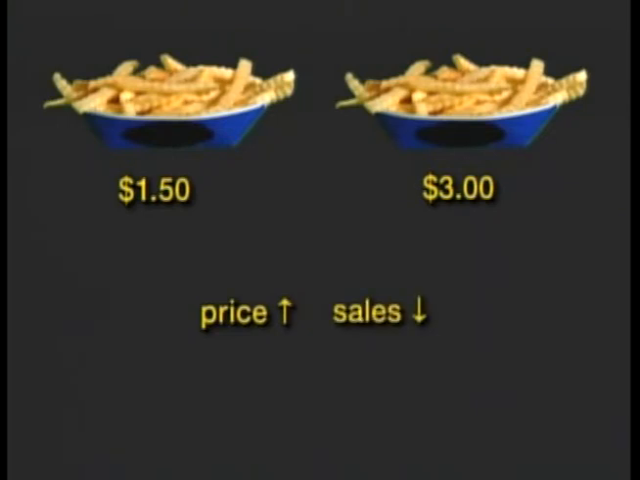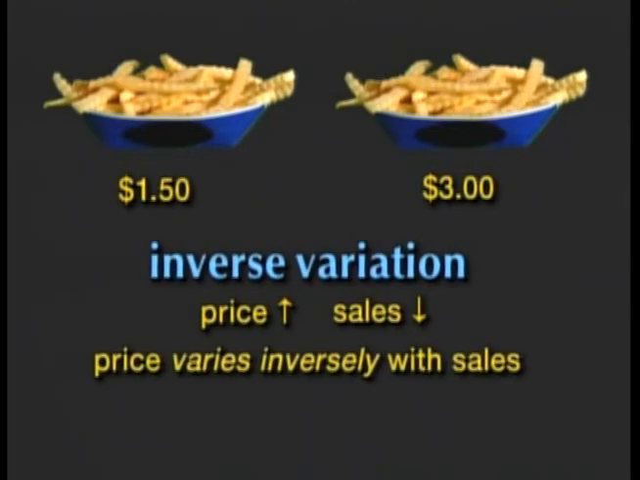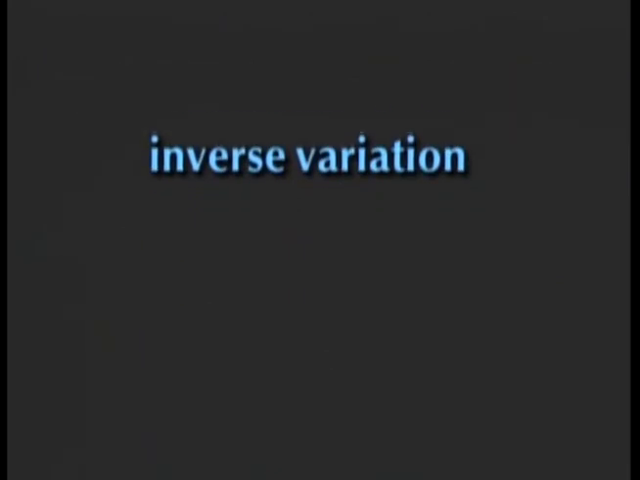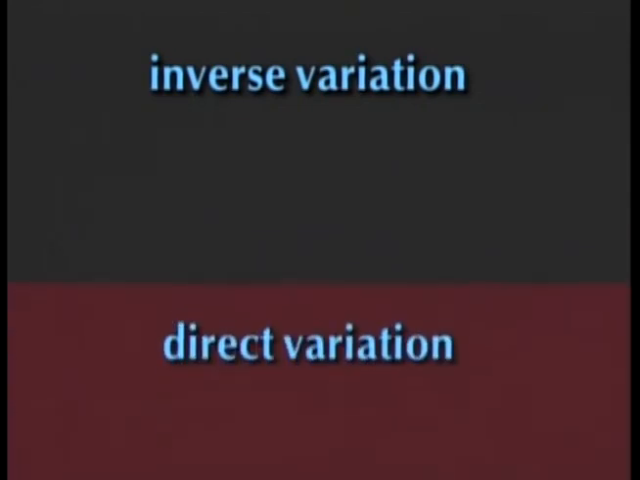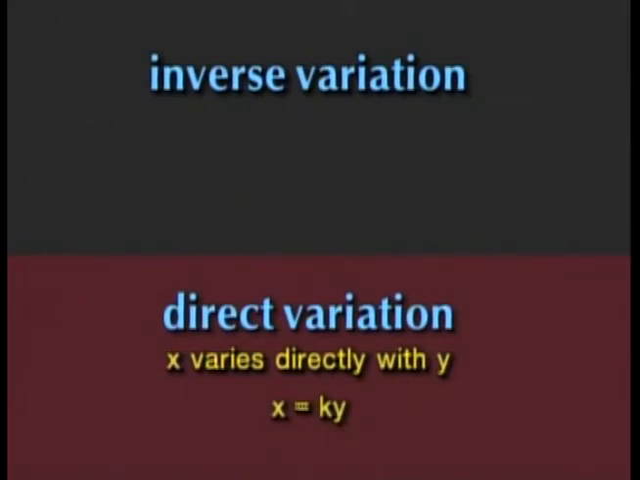This is an example of inverse variation. Price varies inversely with sales. We can also say that price and sales are inversely proportional. The way we solve inverse variation problems is similar to the way we solve direct variation problems. With direct variation, we say x varies directly with y. X equals k times y.